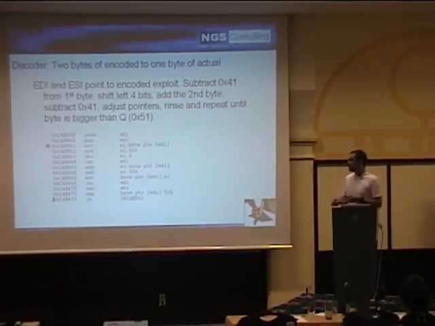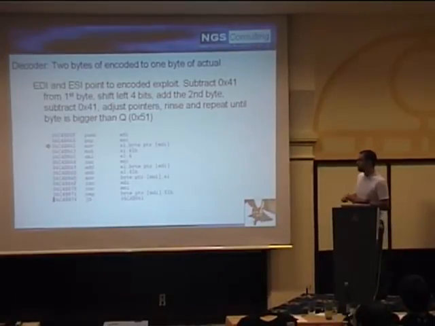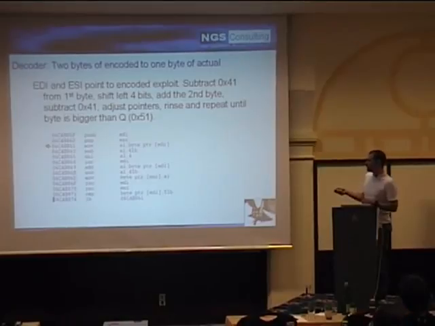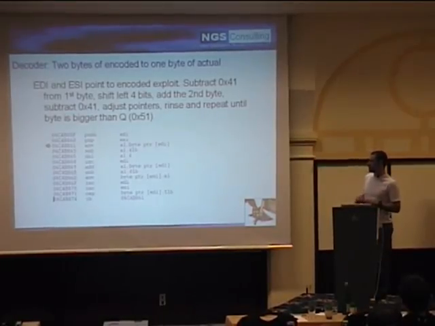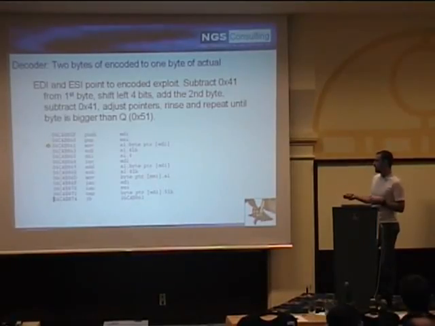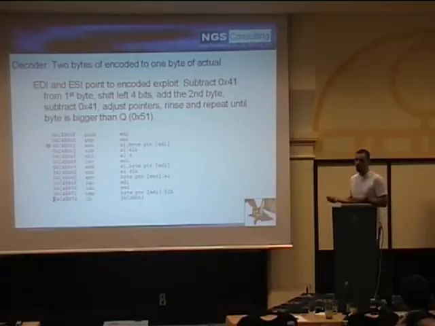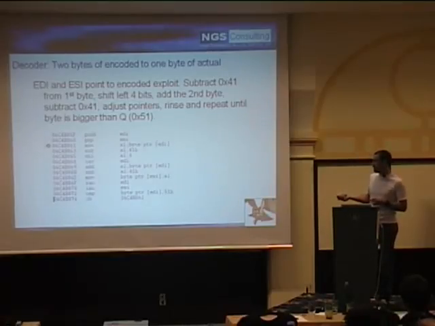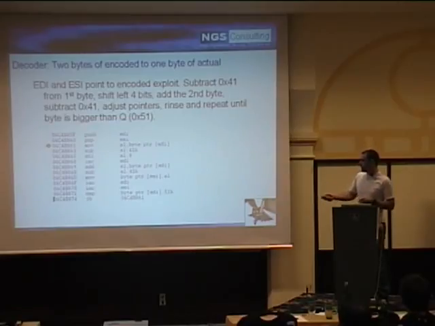Essentially, we set ESI and EDI to point to the beginning of the encoded exploit, move the byte into the AL register, subtract 0x41 from it, shift it left 4 bits, and then increment the pointer to the next byte in the list, add that to the AL register, subtract 0x41, and eventually we're left with our original byte of real exploit code in AL, which is then written to ESI. We increment the pointers and keep on going until we come across a Q or more. That essentially is our equivalent of a null terminator, but it's not a null terminator. If it's Q or more, stop looping. Otherwise, go back and loop up to there.